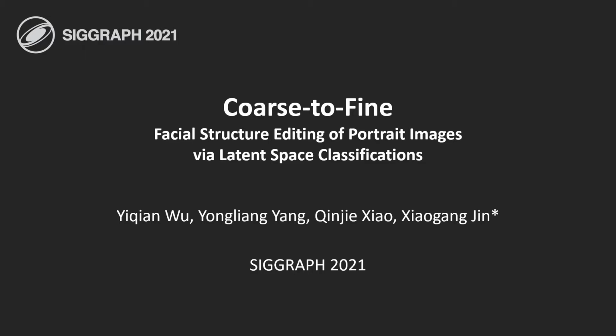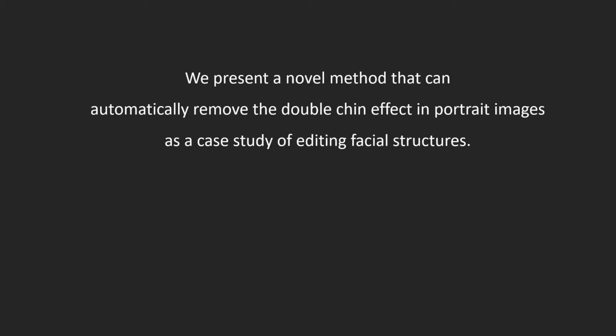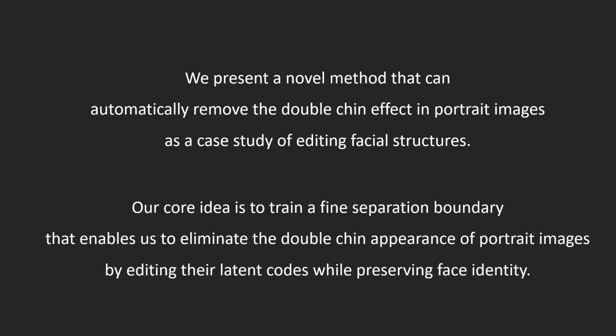Coarse to fine, facial structure editing of portrait images via latent space classifications. We present a novel method that can automatically remove the double chin effect in portrait images as a case study of editing facial structures. Our core idea is to train a fine separation boundary that enables us to eliminate the double chin appearance of portrait images by editing their latent codes while preserving face identity.